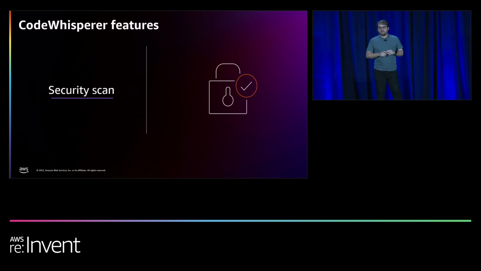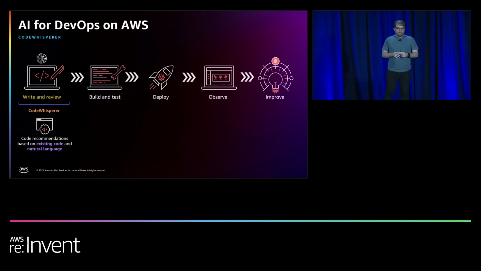CodeWhisperer also comes with a security scan that's powered by Amazon CodeGuru, which we're going to talk about in a bit. And the idea of that is in the IDE itself, you can get informed about possible security vulnerabilities you may have in your code. And this is how your workflow would look like with CodeWhisperer acting as your AI-based coding companion.